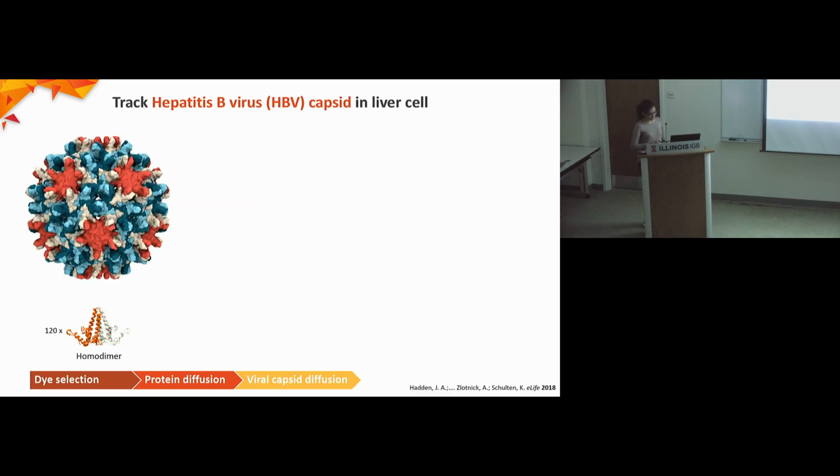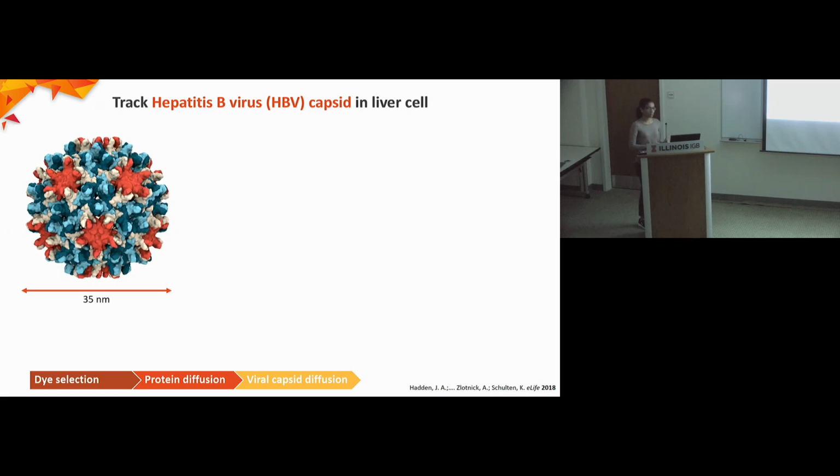And moving on to the second system, it's again a larger complex of proteins. So it's a hepatitis B viral capsid, which is formed from 120 homodimers of the capsid protein, and it's 35 nanometers in diameter. And why do we want to study the viral capsid?